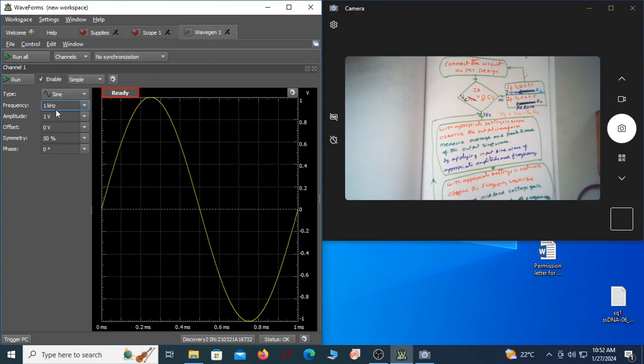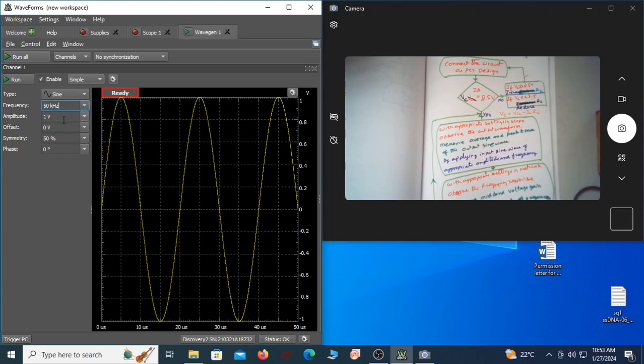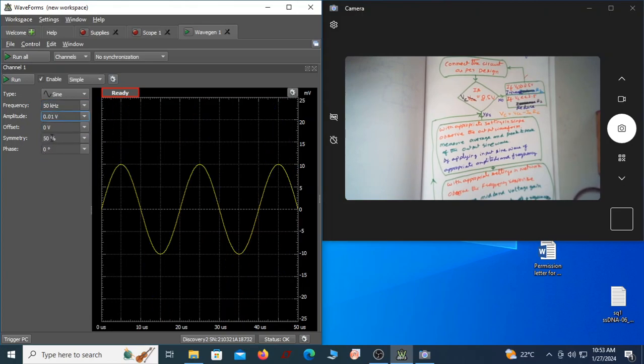So if I select this wavegen, by default it is 1 kilohertz. I have to apply an appropriate frequency, which is the midband frequency. Let it be 50 kilohertz. Let me apply a very small amplitude, maybe 10 millivolt. Okay, details of these things we'll learn in one more video: why it should be 50 kilohertz, why it should be so small.